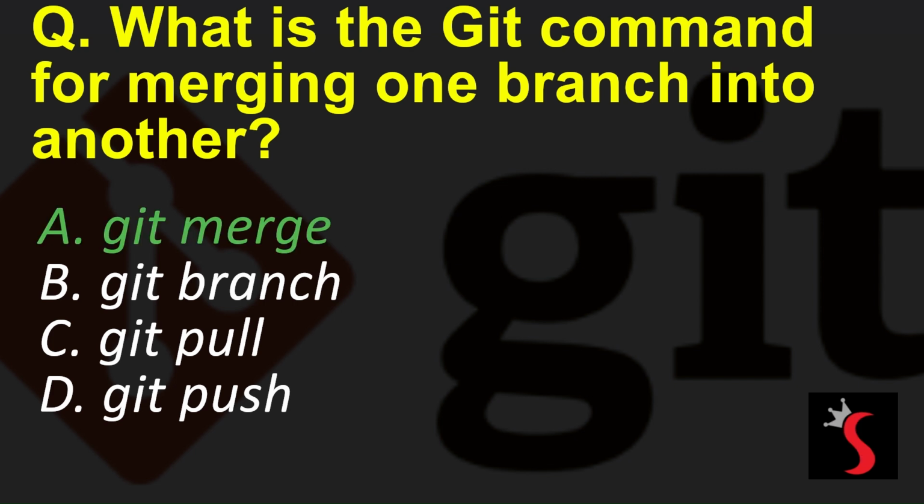And correct answer is option A, git merge. To merge branches locally, use git checkout to switch to the branch you want to merge into. This branch is typically the main branch. Next, use git merge and specify the name of the other branch to bring into this branch.